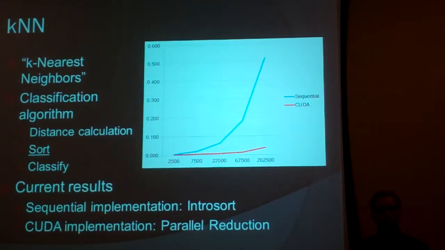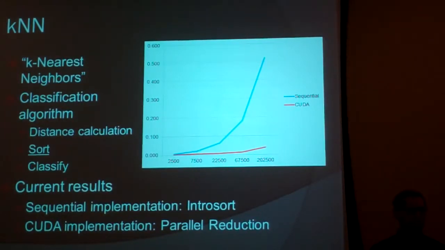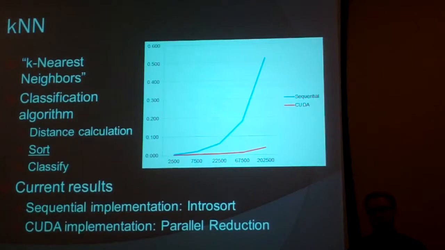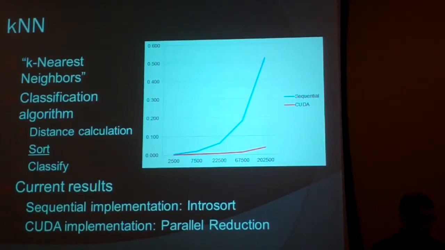After we have measured the distances of each of those members of the training set, we have to sort it in ascending order such that we can move on to the classification phase where we take the k first elements in that list, the k smallest distances, and therefore the k closest neighbors, nearest neighbors, and based on a weighted average, we classify our unknown.